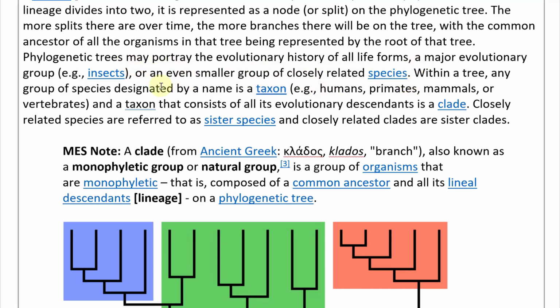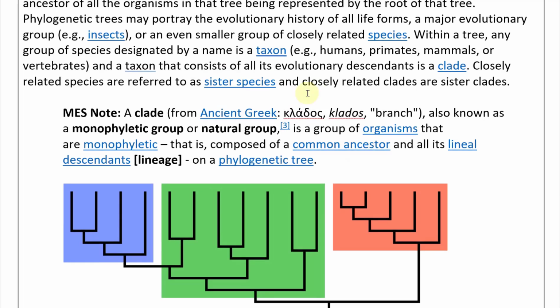Within a tree, any group of species designated by name is a taxon, e.g. humans, primates, mammals, or vertebrates. And a taxon that consists of all its evolutionary descendants is a clade. And closely related species are referred to as sister species, and closely related clades are sister clades.